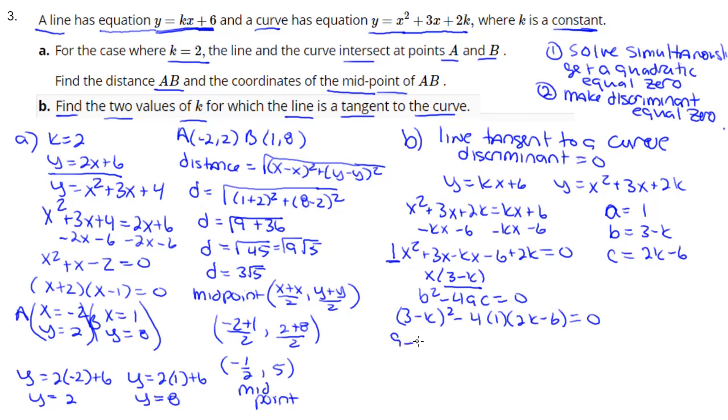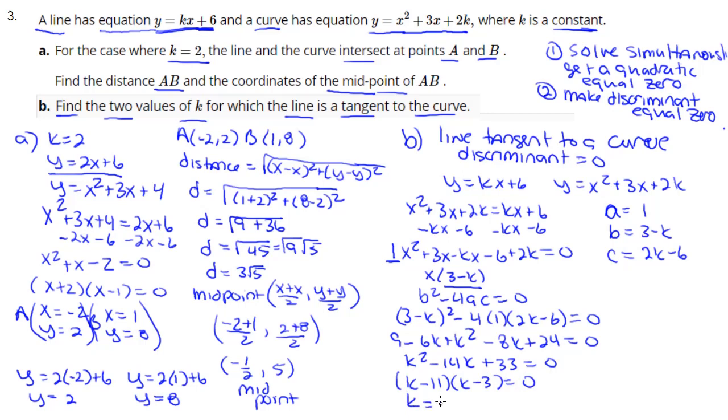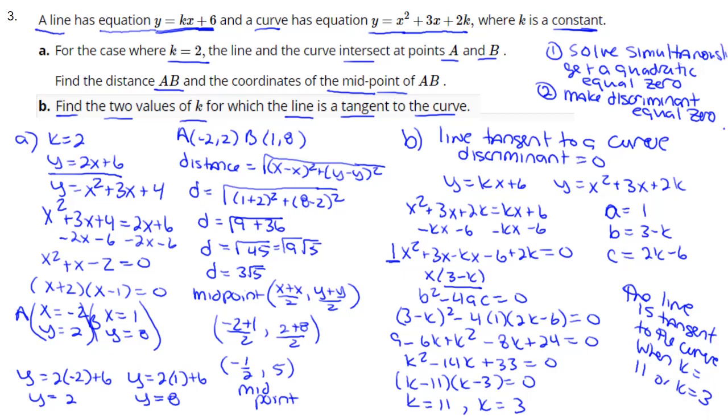So when I do that, I get this. And then after I simplify all of this, I'm going to find out that it's going to be k squared minus 14k plus 33 is equal to 0. When I factor it, I'm going to find out that it's k minus 11 and k minus 3. So k is going to equal 11 and k is going to equal 3. So keep in mind the answer to our question is k is going to equal 11 or 3, and then the line will be tangent to that curve.